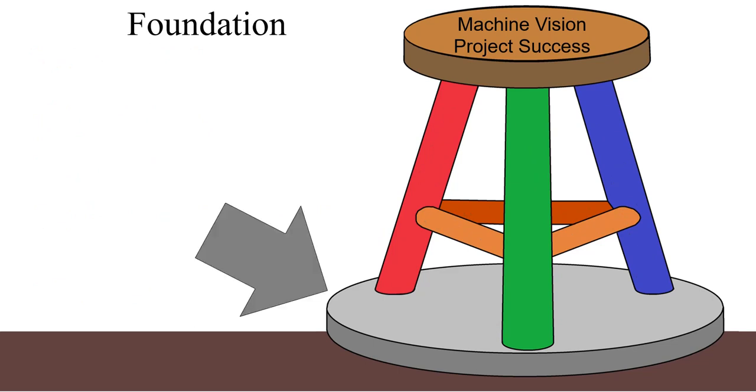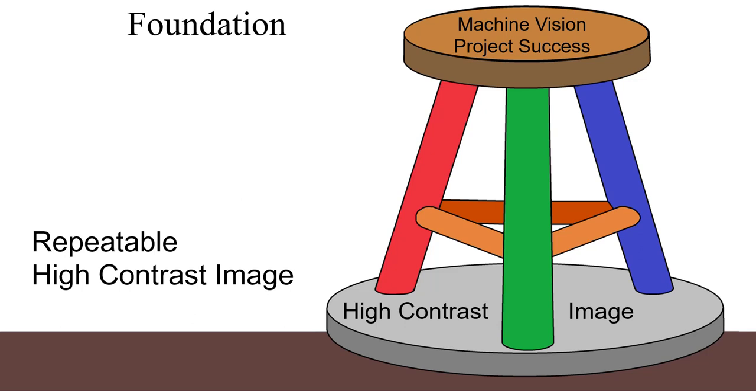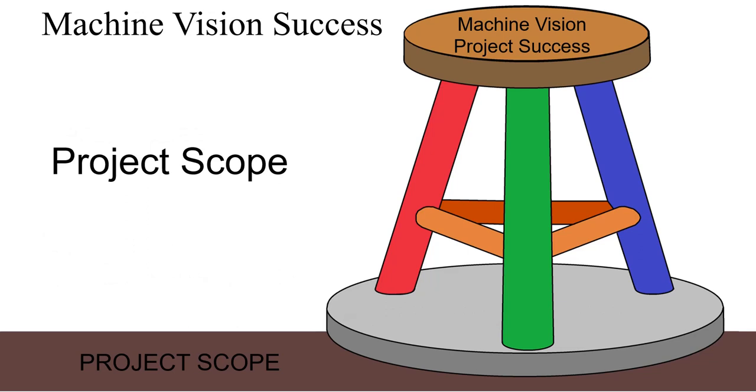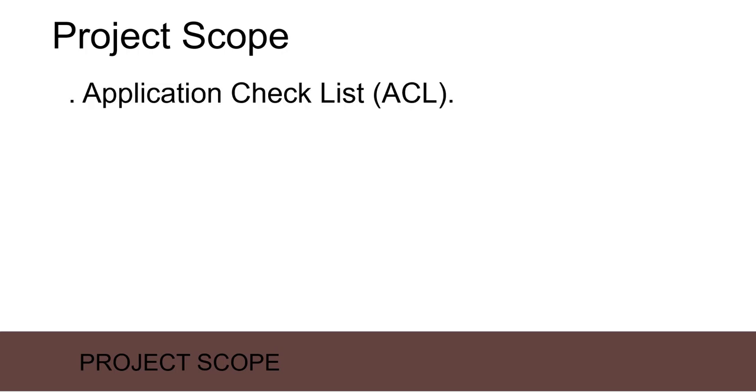This foundation that the stool is resting upon is a repeatable high contrast image. And the foundation of that pad is a well-defined project scope. What makes up a good project scope? Every machine vision company seems to have their own application checklist because they work. These are used to help get all the information early so that you can select the proper camera and lens and get a list of lights to try.